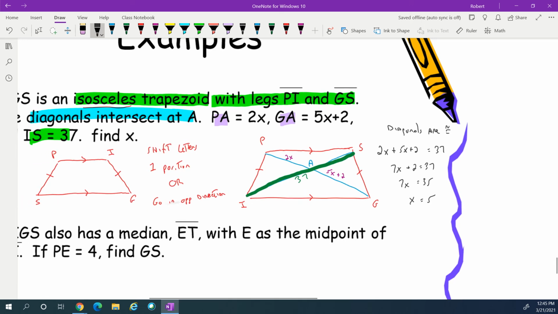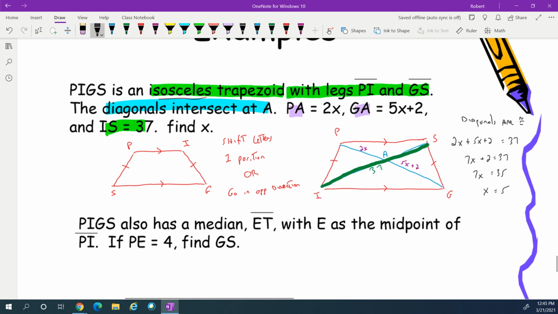So we found x. So one, we have to get the picture correct. We have to be a little bit more careful than in the past between parallel bases and congruent legs. And for this question, we had to remember the diagonals are congruent.